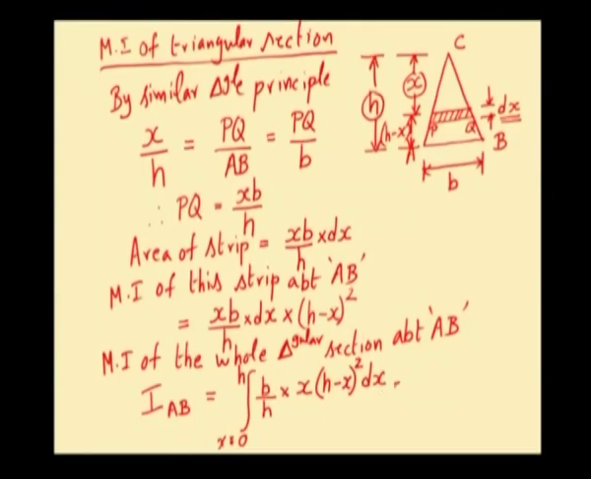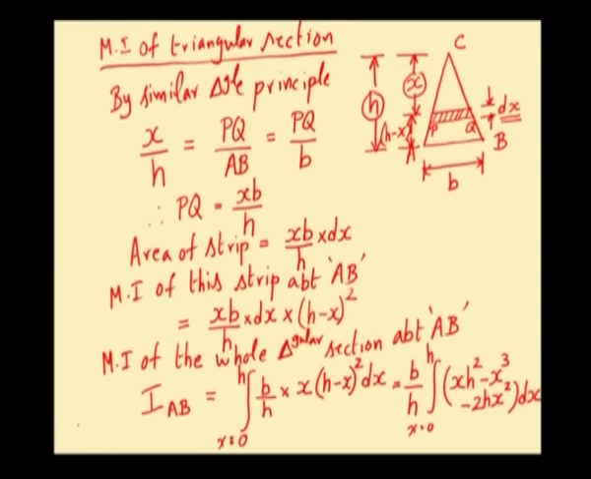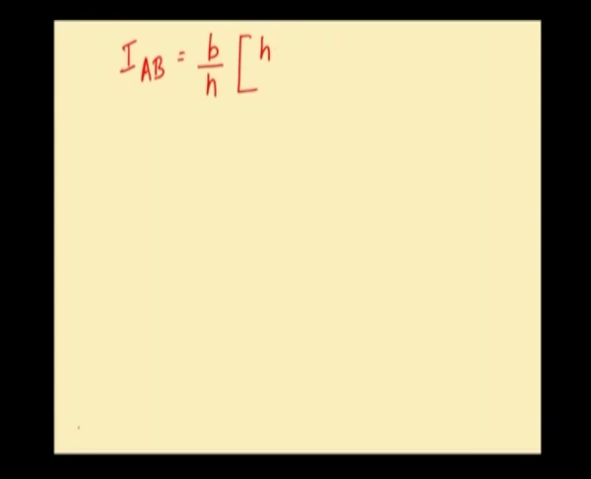Now, this b by h is a constant term, I am taking it out. So, we will be getting integral of x equal to 0 to x equal to h, x into h minus x whole square dx. If we expand this term, we will be getting x into h square minus x cube minus 2h x square dx. Now, IAB will be equal to b by h into within bracket. The first term is x h square dx, integral of x into h square dx. H square is common, so we shall take it out.